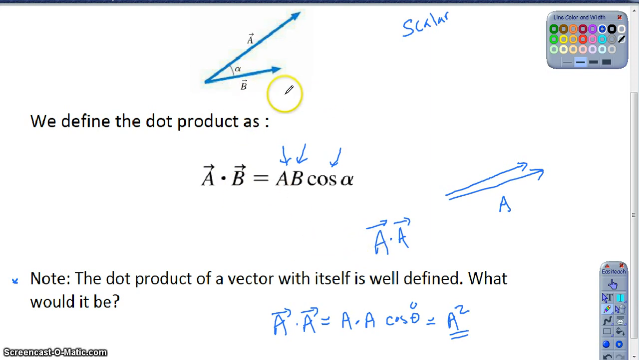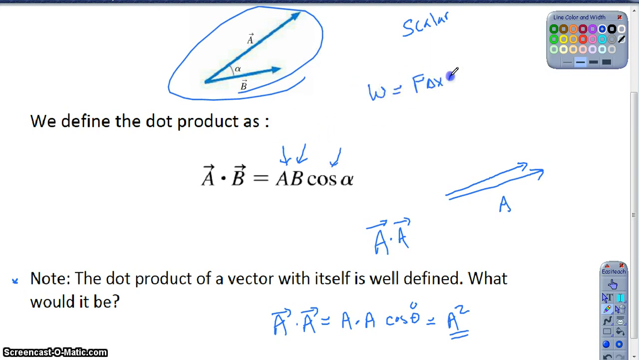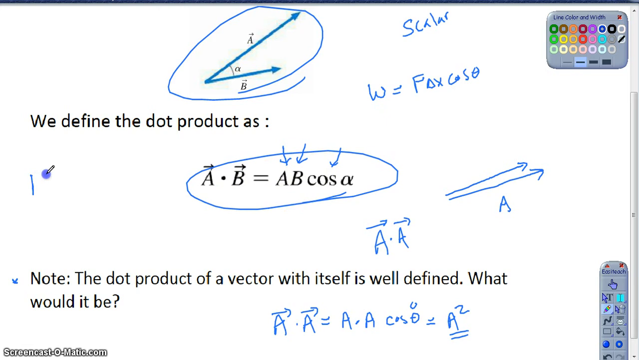So why do we actually care about this? Well, if you think about it, this is really what we just did for work, right? Didn't we just say work was force times displacement times cosine of the angle between them? Doesn't that look almost exactly like this equation? It's just saying that the work would be the magnitude of the force times the magnitude of the displacement times the cosine of the angle between them. So the significance here is the dot product of force times displacement.